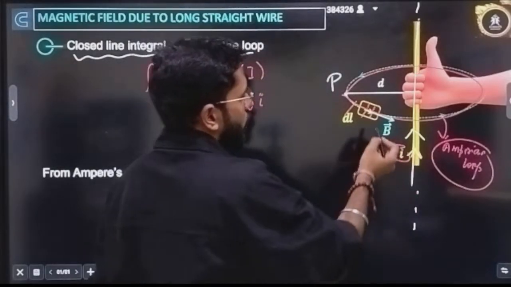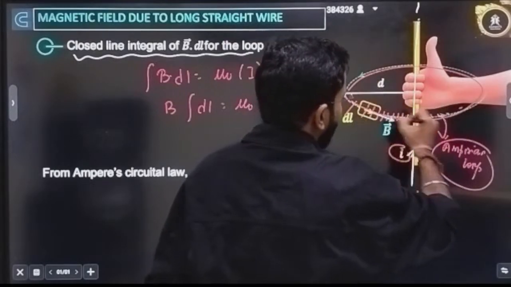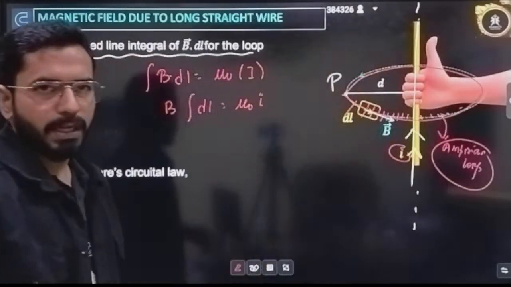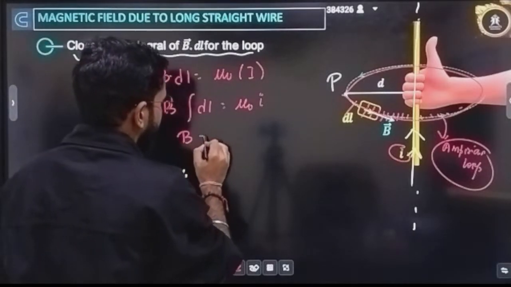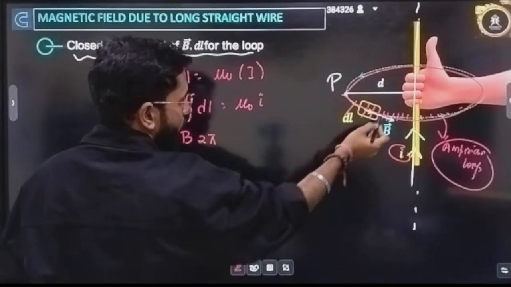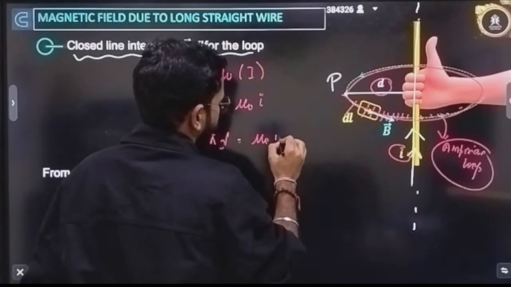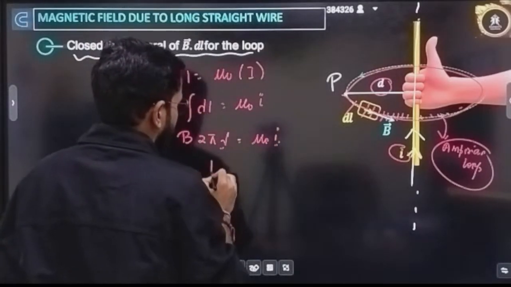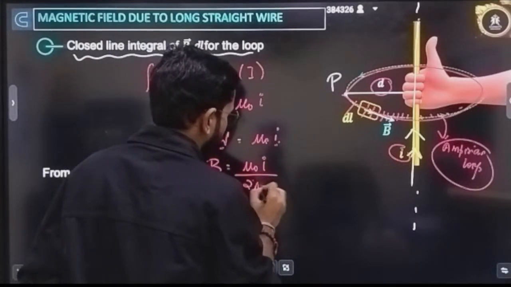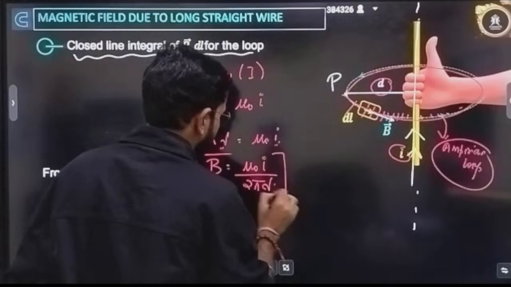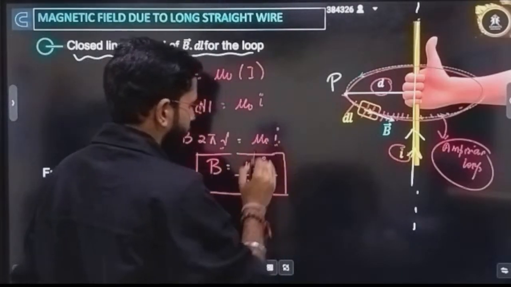It is simply a summation, correct? I will simply add all these small elements for this complete loop. Tell me what the summation will be. It is the circumference of the circle, correct? So I write B into 2 pi d, the circumference of the circle, is equal to mu naught into I. Now B is equal to mu naught I divided by 2 pi d.